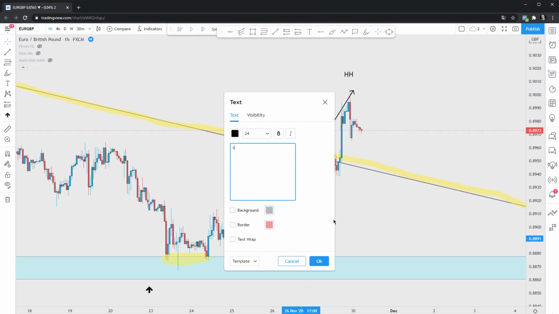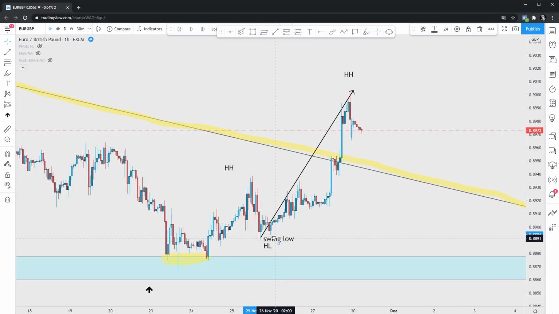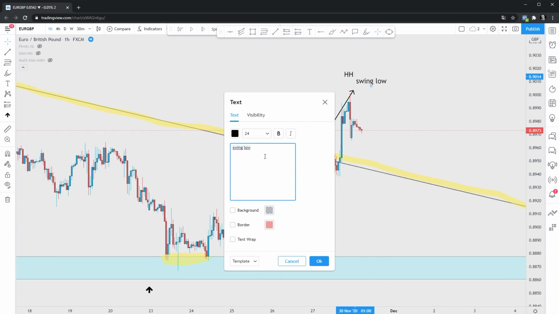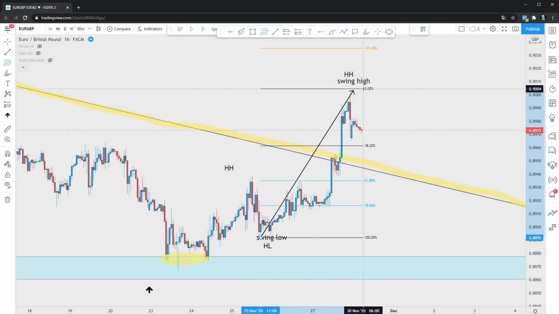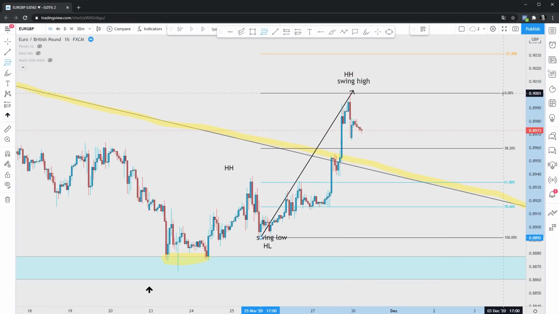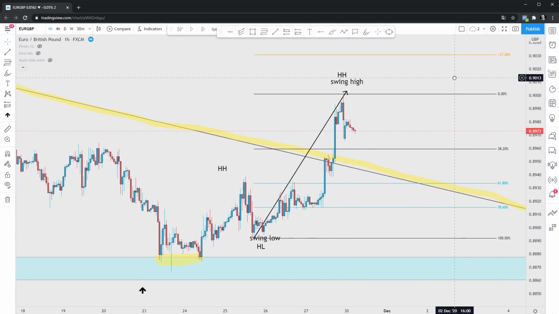So let's identify this as a swing low. Okay, swing low is here, and this is our swing high. Keep in mind that this is the 1 hour time frame, okay? Swing high. So we can grab our Fibonacci tool and connect it from the swing low to the swing high, okay? And extend it a little bit to the right, just like this.